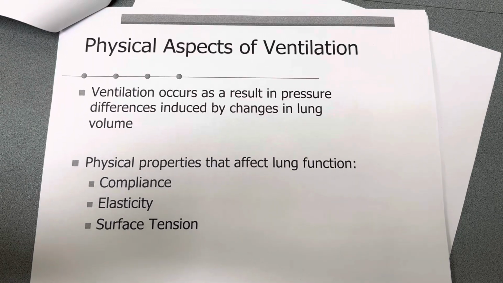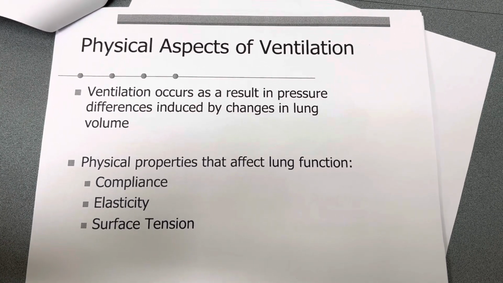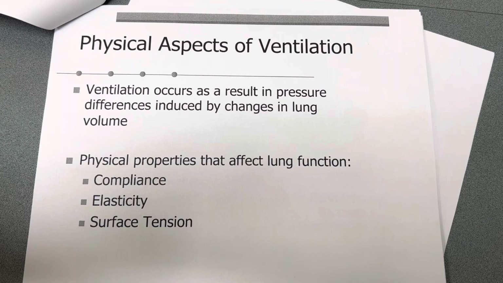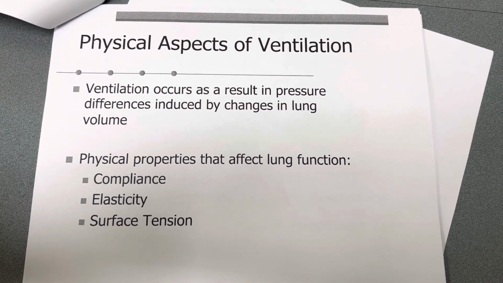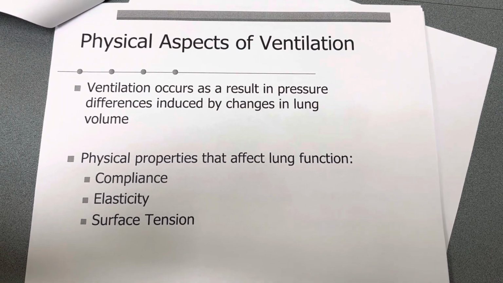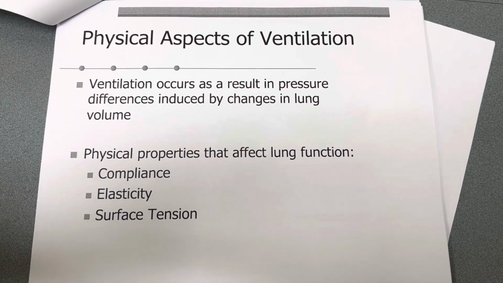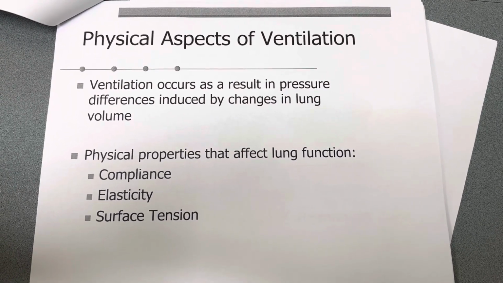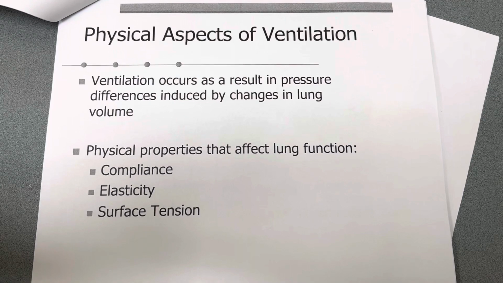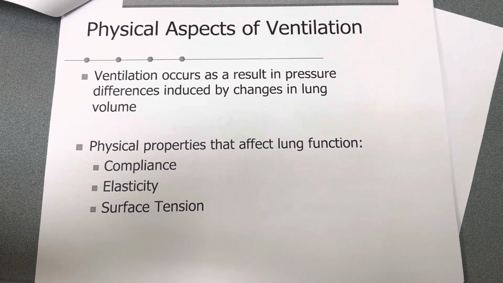Physical aspects of ventilation. Ventilation occurs as a result of pressure differences induced by changes in lung volume. Physical properties that affect lung function: compliance, elasticity, and surface tension.